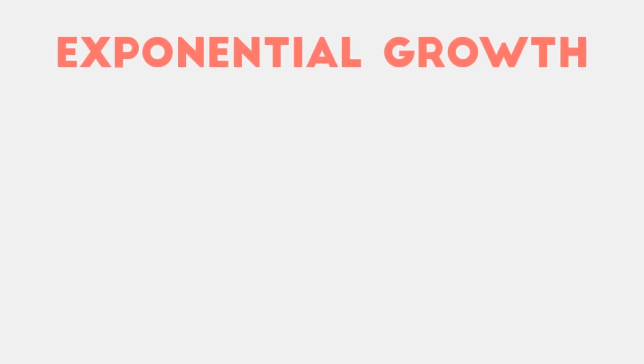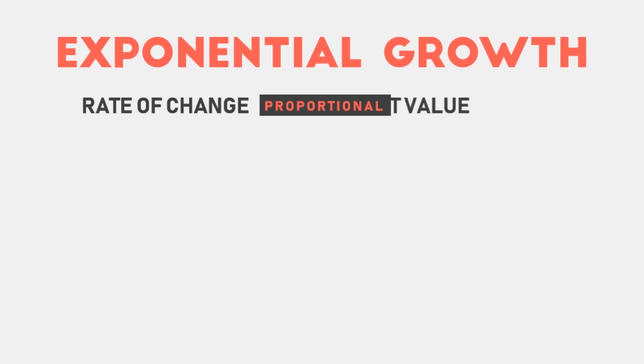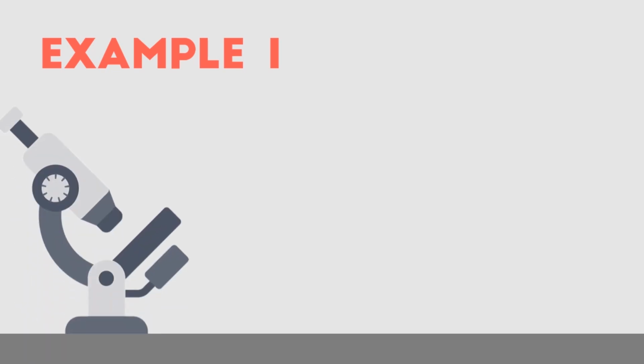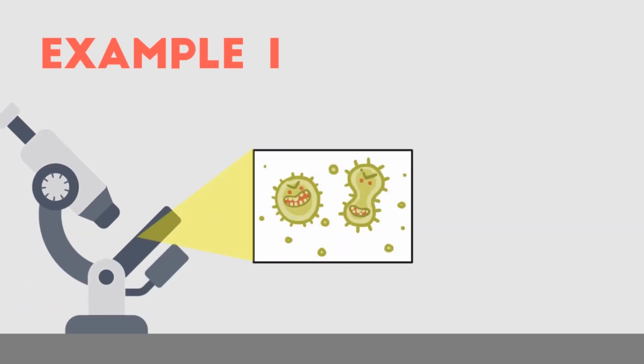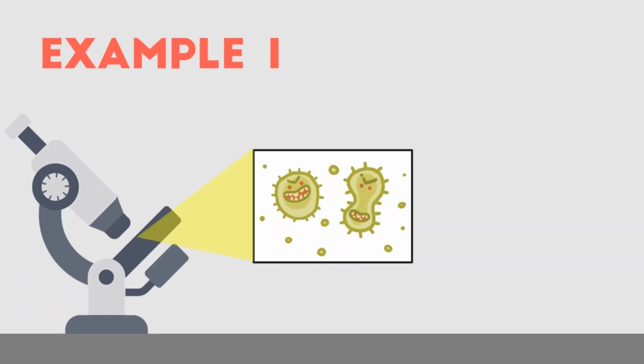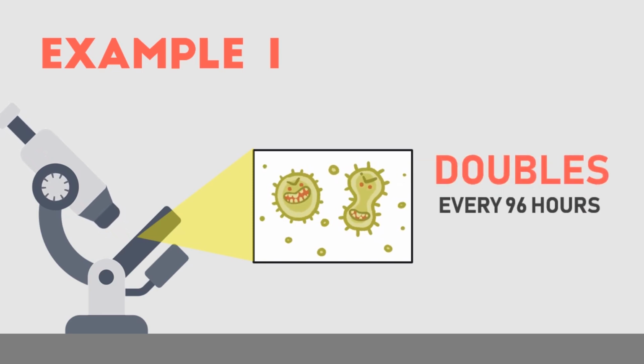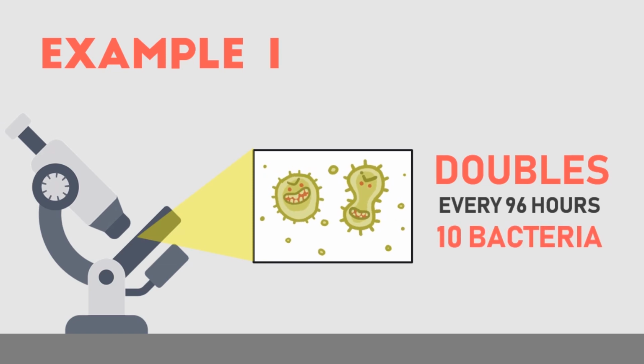First is exponential growth. Exponential growth occurs when a function's rate of change is proportional to the function's current value. For example, a biologist observes through a microscope the growth of bacteria on a petri dish. She observed that the bacteria doubles every 96 hours. If there were initially 10 bacteria, how many would there be after 5 days?